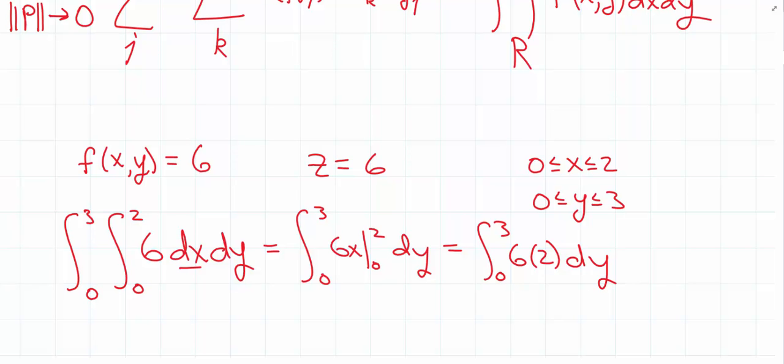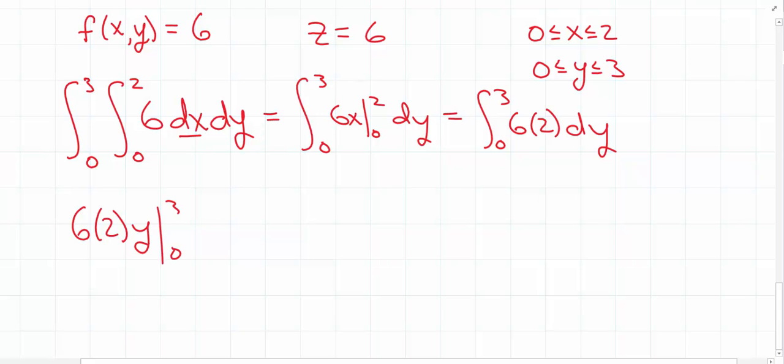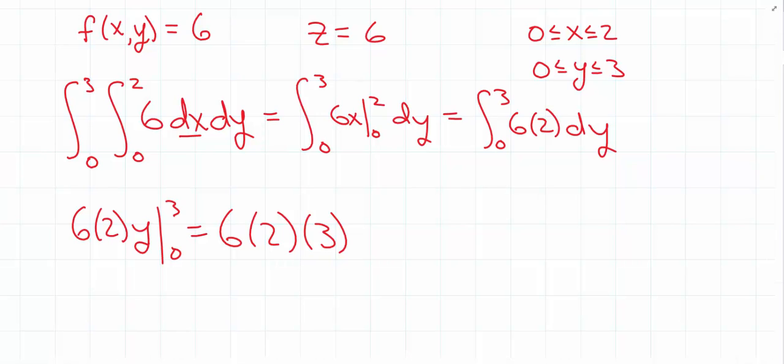Now, I go back and integrate this one. I'm going to integrate from 0 to 3. So I've got 6 times 2y from 0 to 3. And that's 6 times 2 times 3. Now, that is the volume of that prism, right? It's the length of the base times the width of the base times the height. Length times width times height. So this is one of the things that we knew how to do. Okay, any questions about that?